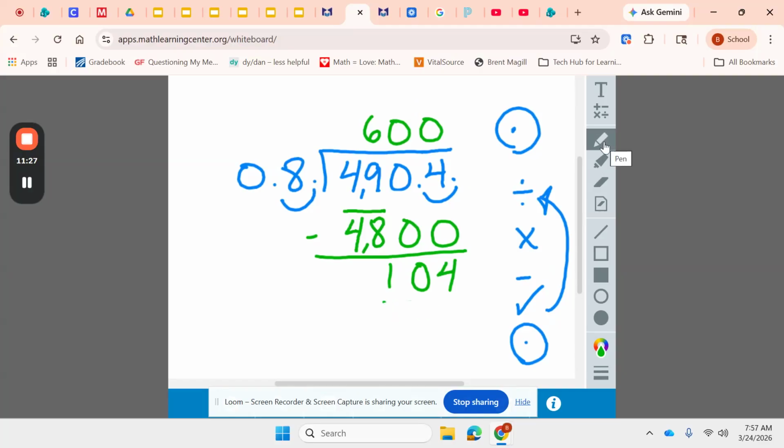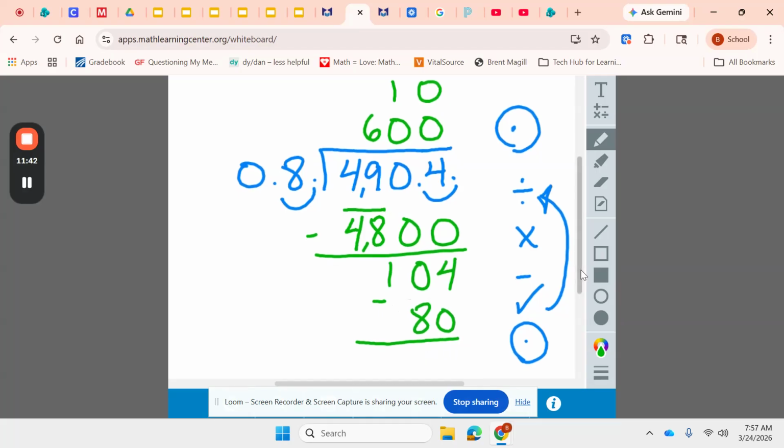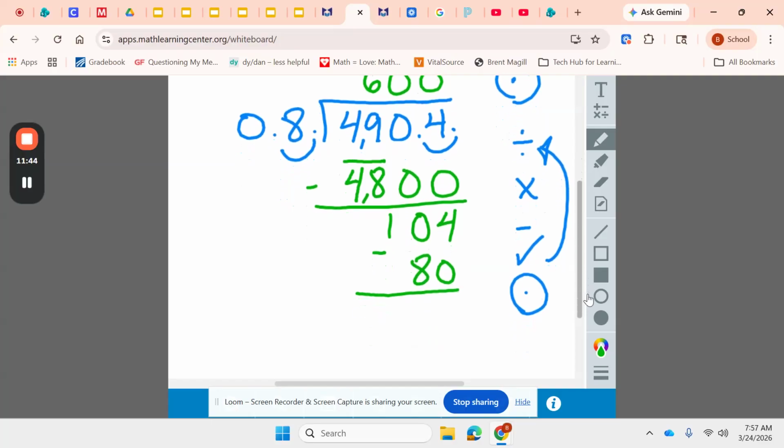So 8 divides 10 how many times? Well, if I had 10 tens, I'd give each person 1 ten. So that's a total of 80 that I've divided. And now my dividend, how much is left? I'm going to scroll down here. And 10 subtract 8, I don't have to ungroup. I can do this in my head. That's right, it's 24.